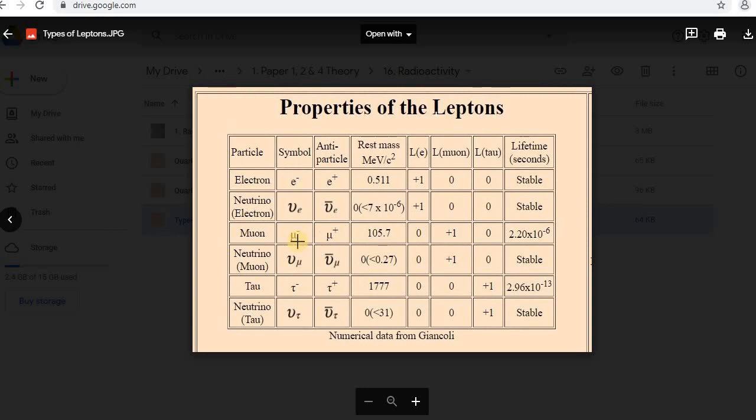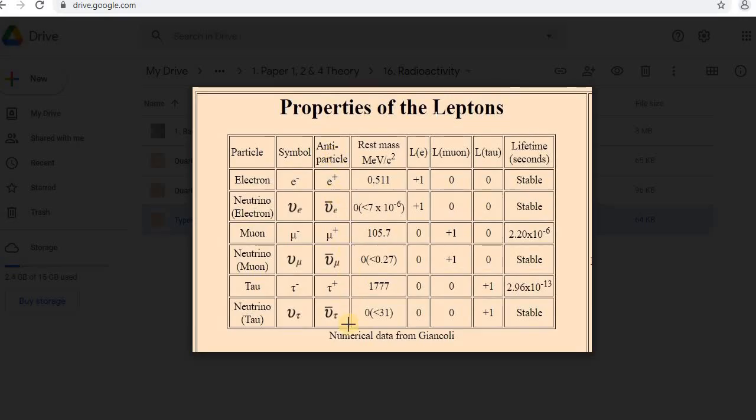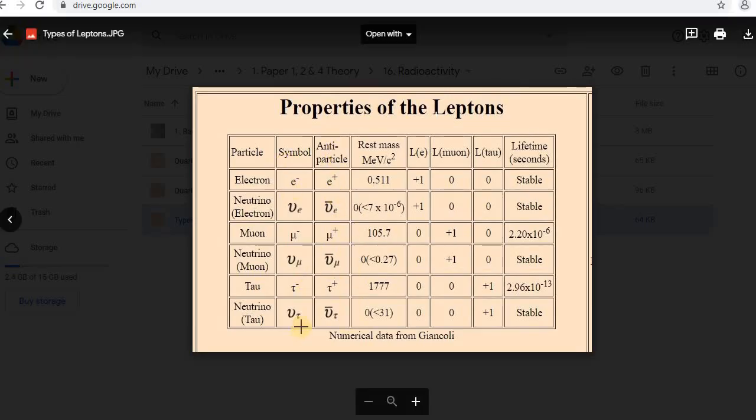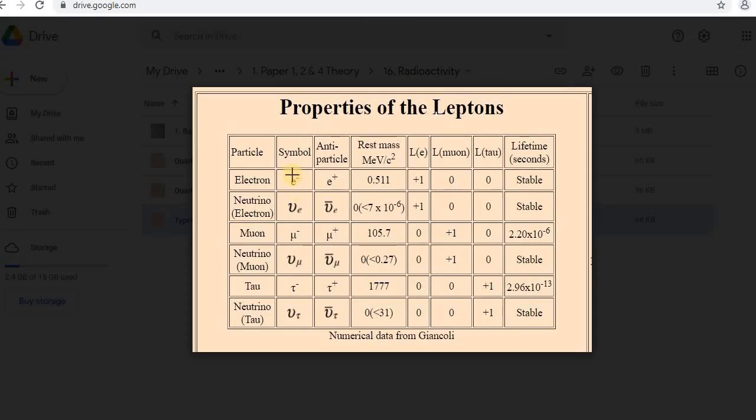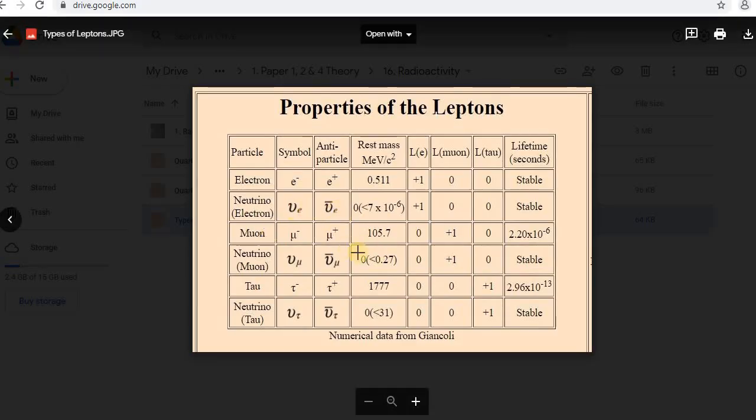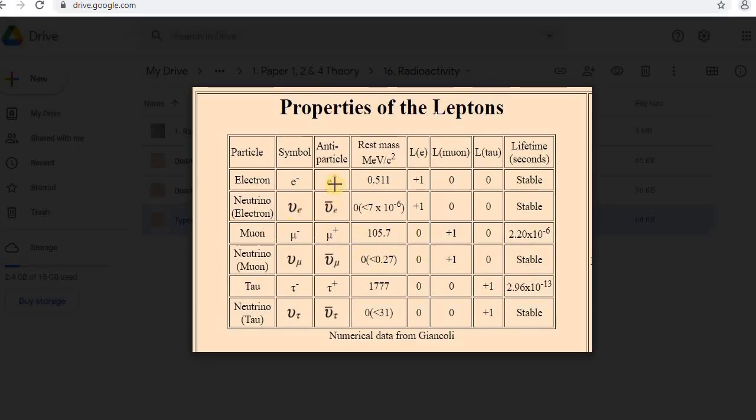Okay, so here I'm showing it from the notes now. You can see this third column has the antiparticles of these particles. For example, for the electron, the antiparticle is the positron. It has the same mass but opposite charge. And similarly you can see here, you would have heard these words, electron neutrino. When it came to beta decay, you had the electron neutrino and the electron antineutrino. We will see these reactions again afterwards.